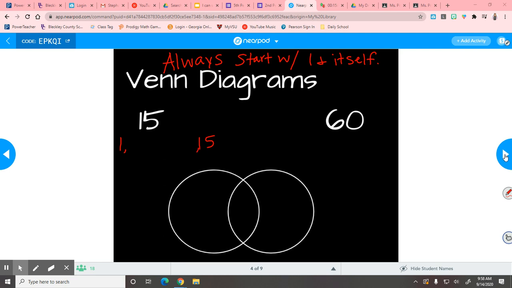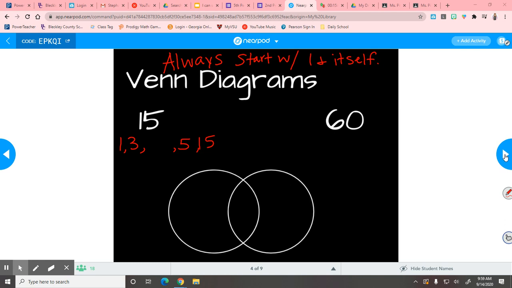Then what's the next number after 1? 2. But is 2 a factor of 15? No, because 15 is odd, and according to our divisibility rules, it has to be even. So 2 won't work. So then we go to 3. Will 3 work? Yes. 3 times what? 3 times 5 will work. 6 won't work because it's not divisible.